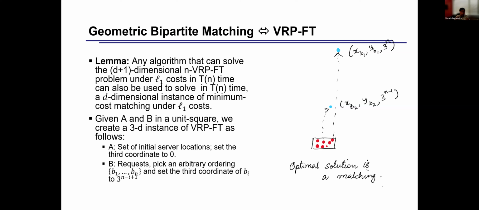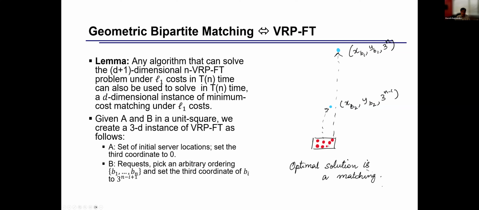So you have 2 sets of points, red and blue, that are inside the unit square. What I'll do is create a 3-dimensional instance of the fixed time vehicle routing problem using these points, and the way I do that is as follows. I will designate all the red points as the start locations of the n different servers. Okay, so we have n servers now, so I've set the value of k to be n. And so these red points become the initial configuration of the n servers.